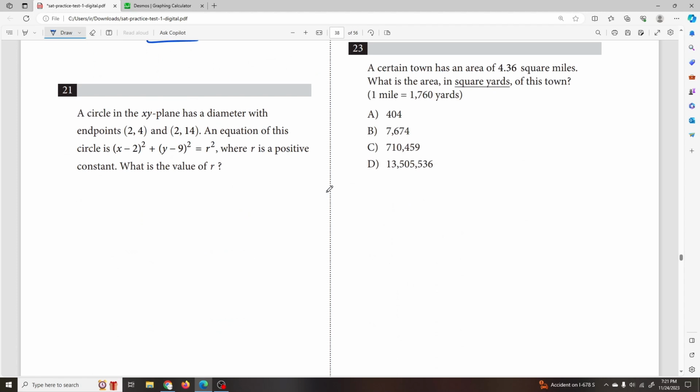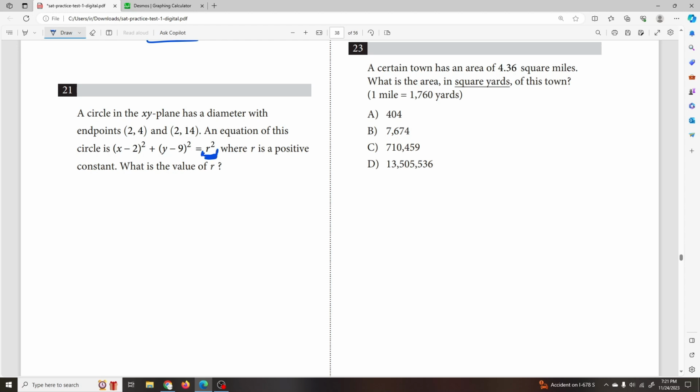So number 21 says that a circle in the xy plane has a diameter with endpoints of (2, 4) and (2, 14). An equation of the circle is (x minus 2) squared plus (y minus 9) squared is equal to r squared, where r is a positive constant. What is the value of r? Guess what we're going to do? We're going to plug this in to our graphing calculator. But before we can do that, we need to solve for r squared.